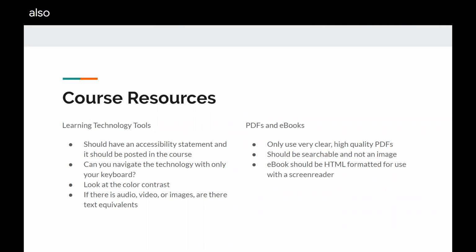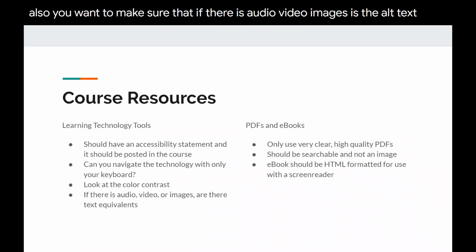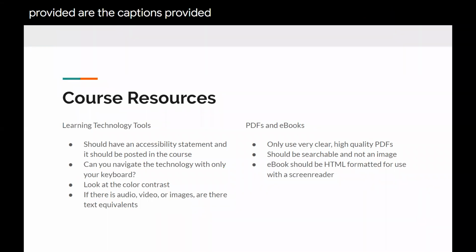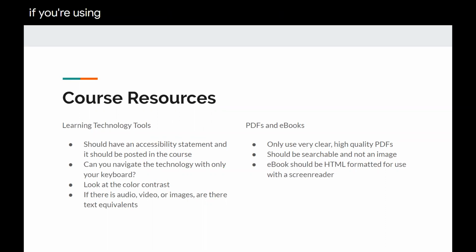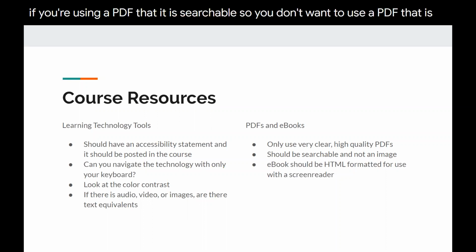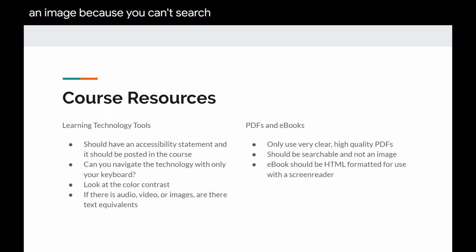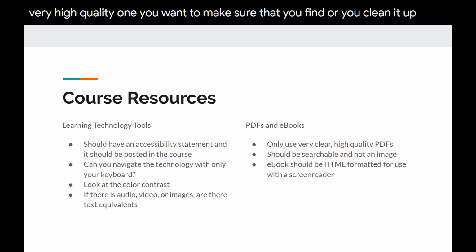So also you want to make sure that if there is audio, video, images, is the alt text provided, are the captions provided, are transcripts provided. Now, thinking about other things that could be in your course, such as PDFs and ebooks. So make sure if you're using a PDF that it is searchable. So you don't want to use a PDF that is an image because you can't search in the PDF if it is an image. Also, if it's not a very high quality one, you want to make sure that you find or you clean it up using Adobe.